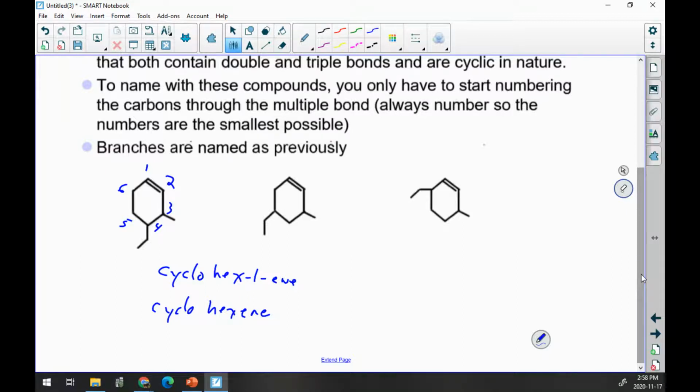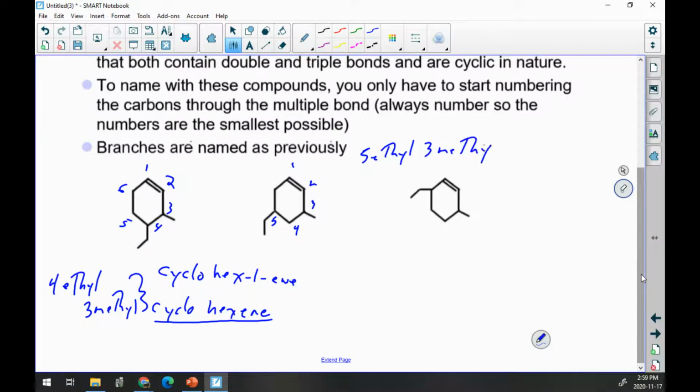And then I have 4-ethyl, 3-methyl, cyclohexene. Okay? This is probably the one that you're going to see. If there's multiple double bonds, then you would have to definitely put numbers in. This one here, 1, 2, 3, 4, 5. So this is 5-ethyl, 3-methyl, cyclohexene.